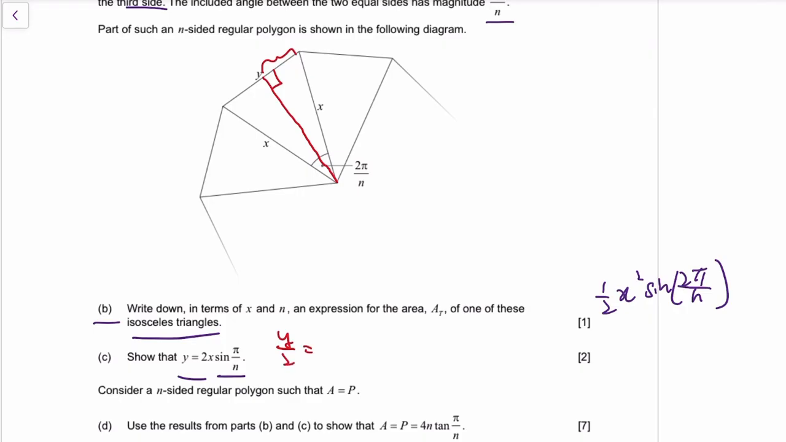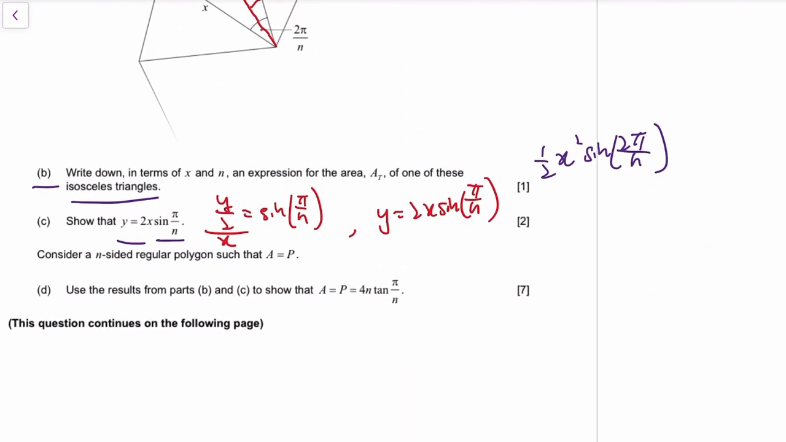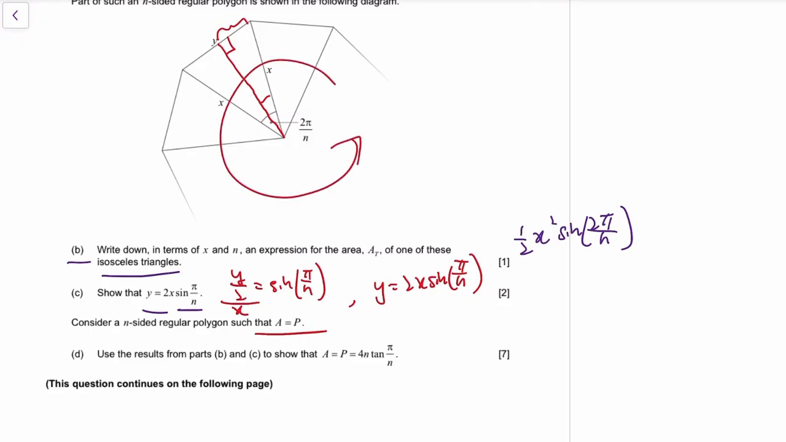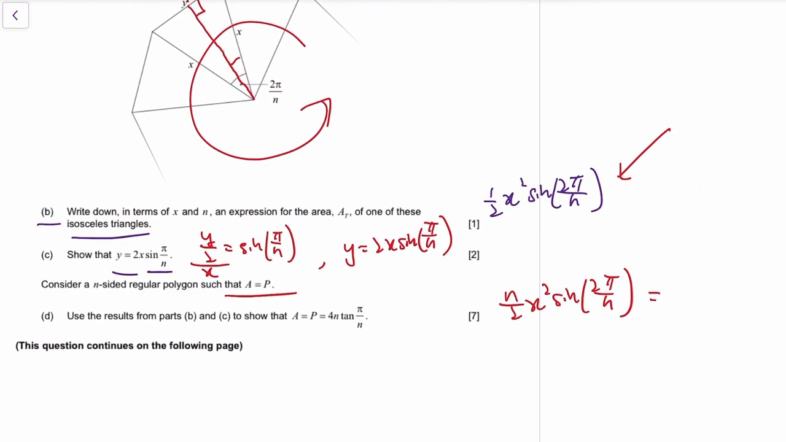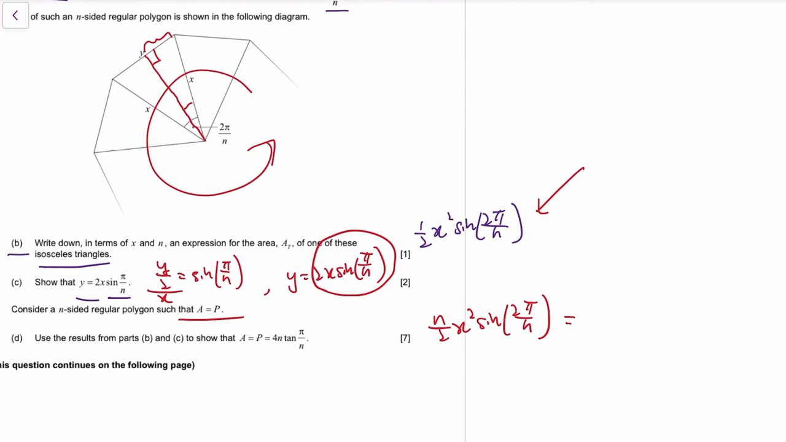Alright, so we have y over 2 being sine of the angle, you cut the angle in half. Wait, no, sine is opposite over hypotenuse, so it's y over 2 over x being sine of the angle. You make y the subject, so y is 2x sine pi over n. Then the area of the whole thing would be n of this, so it'll be n over 2 x squared sine 2 pi over n. The perimeter would be n of y, because y is the side length, so it's 2n x sine pi over n.